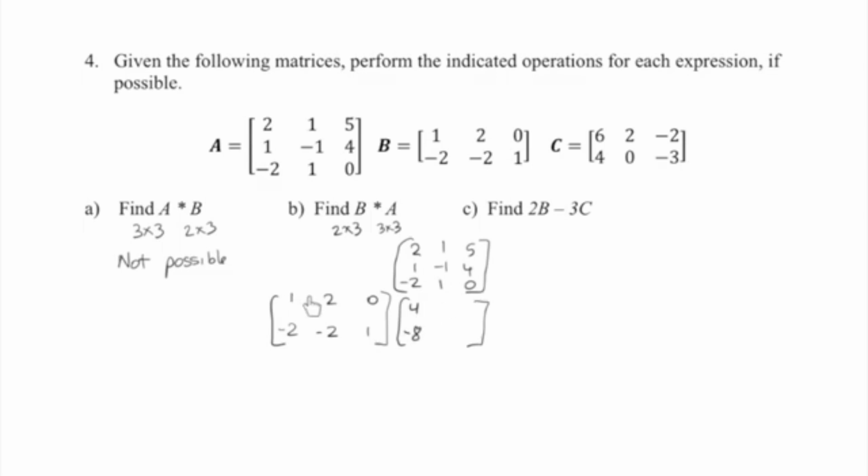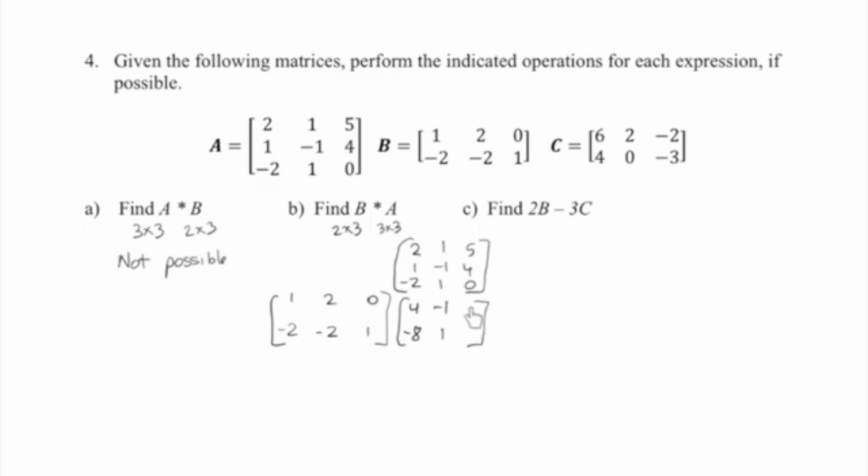This entry is a combination of that row with column 2. So we have 1 times 1, that's 1, plus negative 2. So 1 plus negative 2 is negative 1, plus 0. We have negative 1. This entry is this bottom row with the middle column. So we have a negative 2 and a positive 2, which makes 0. And then 1 times 1 is 1. 0 plus 1 is 1.